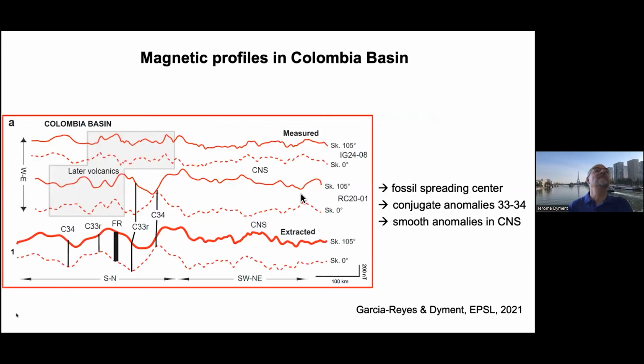Well, if we look at the profile, we see very clearly that this long area showing only small amplitude variation and no very big anomaly is probably the Cretaceous quiet zone. And so these two anomalies on each side of the fossil ridge are anomaly 34, 33 reverse, and 33 in the middle at the axis.